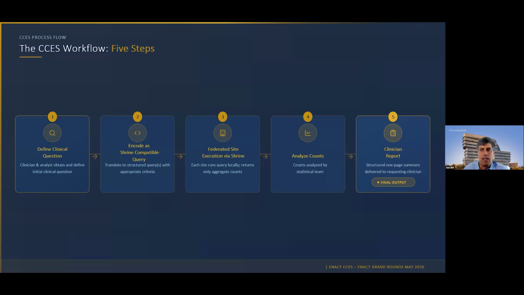And then once we have defined the clinical question, we encode it as a Shrine compatible query. So we take that question and break it down into the parts and figure out how you create queries that we can put into Shrine. Then we put those queries into Shrine, and we get federated site counts back. And then once we have those counts back, we send those counts to our statistical group, who analyze the counts and give us an initial report with that analysis.